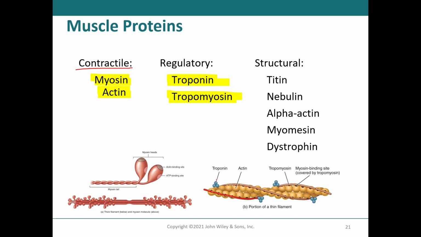And then we have this protein called troponin. This troponin moves the tropomyosin. Okay, so tropomyosin is covering actin. Troponin is going to be moving the tropomyosin.